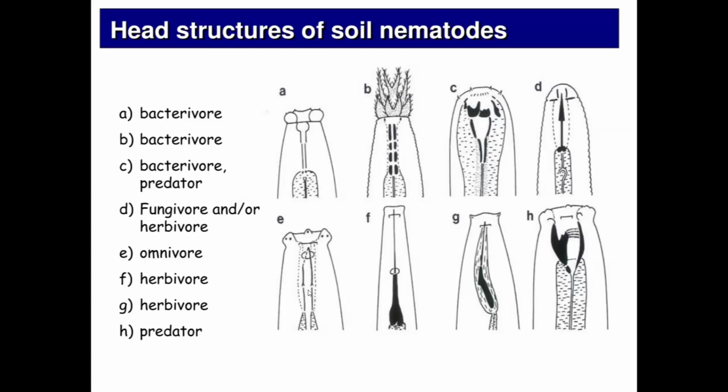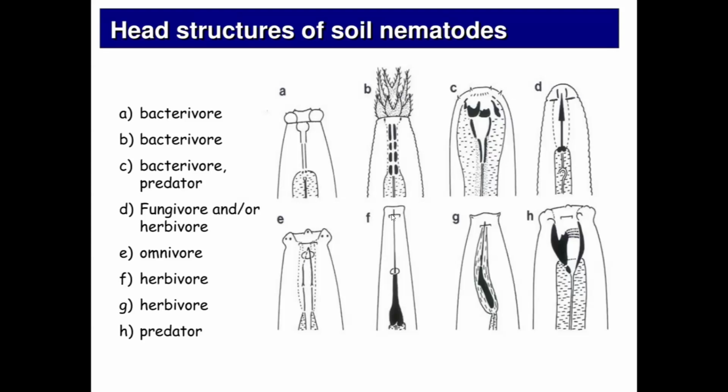E is an omnivore. You can see it has the presence of very thick teeth here, looking very sharp. And then it can feed on anything. It can feed on plants. It can feed on other nematodes as well. It is an omnivore. It can feed on anything.